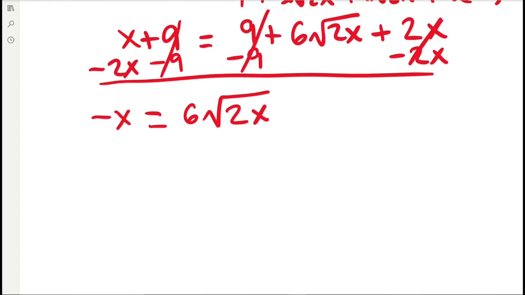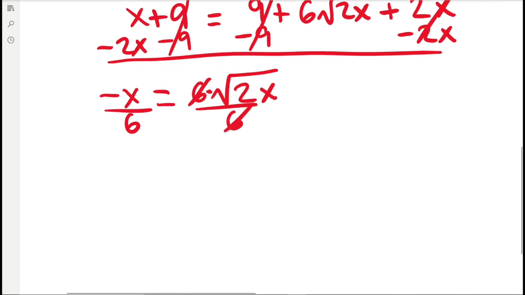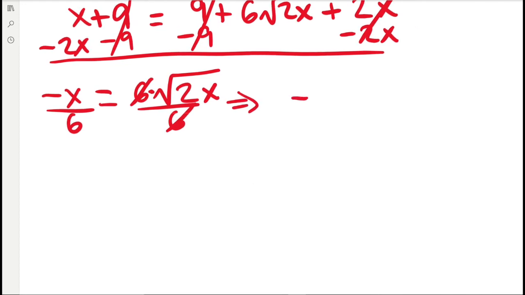Again, this radical is not completely by itself because of that 6. So what I'm going to do is, this is multiplying, right? So I've got to divide it off. So I'm going to divide by 6 on both sides to get rid of that. So let me write this on the right-hand side here. I got negative x over 6 equals square root of 2x.